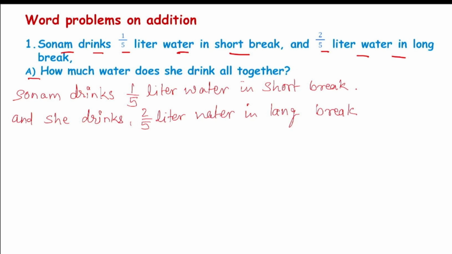So we have to add these two fractions. So 1 over 5 plus 2 over 5. Here we have like fractions. Both the denominators are same. So we will take 5 in the denominator and numerator will be added up. So 1 plus 2, which is 3 over 5 liter water she drinks.